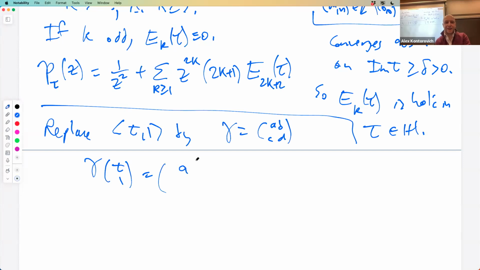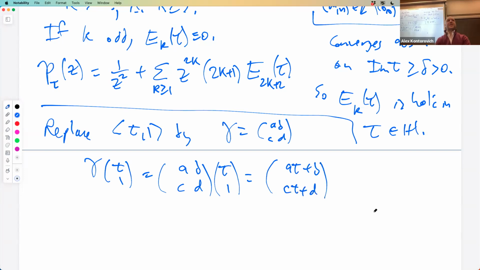Okay, so again, this is ABCD times tau 1, which is A tau plus B, and then C tau plus D. I can do my matrix multiplication, I promise. That won't change the lattice at all. These two vectors will generate exactly the same lattice.